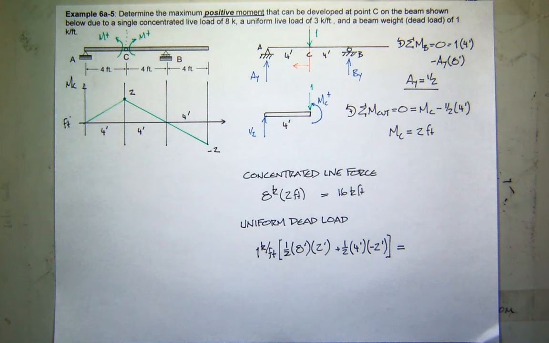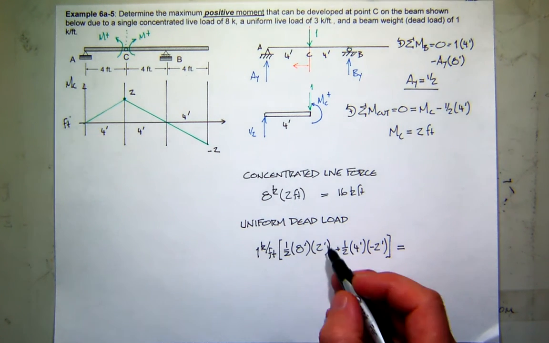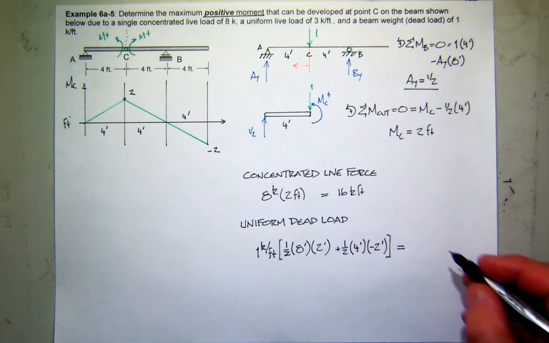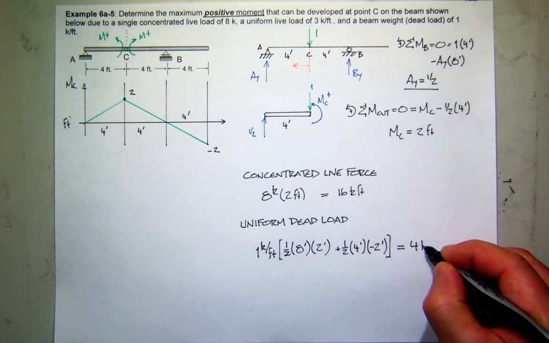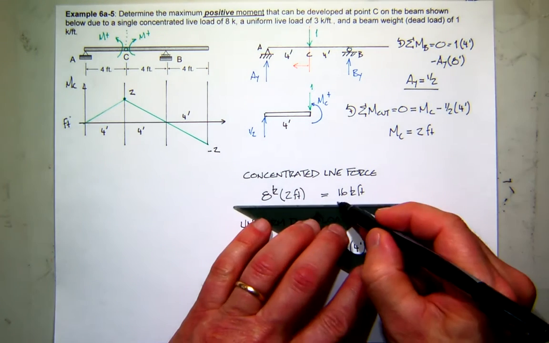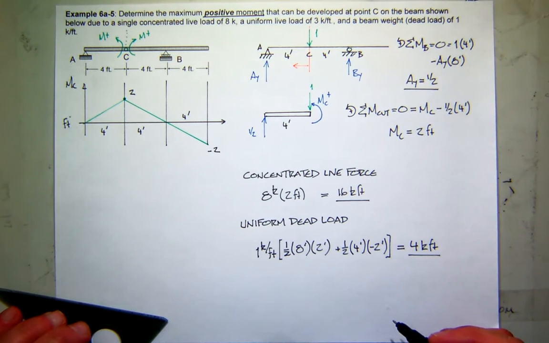Is that right? Did I do that too fast? When you said 4, I thought, oh, wait, it's -4. Yeah, so this is 8 plus -4 is 4. 4 times 1, so it should be 4 kip feet. Okay?